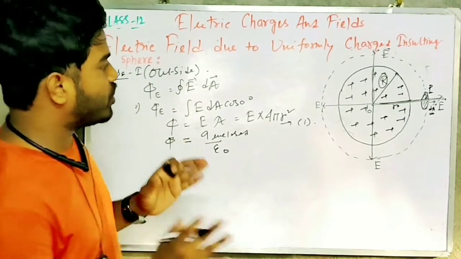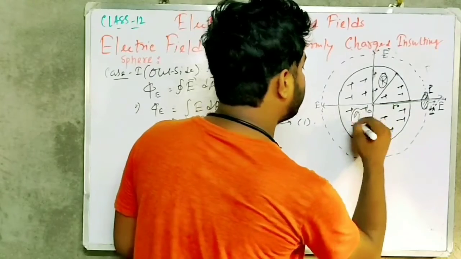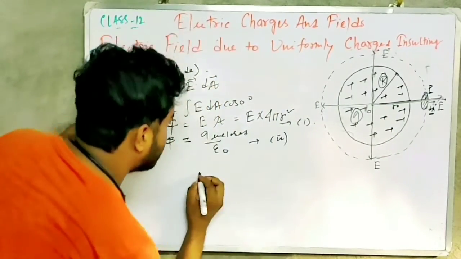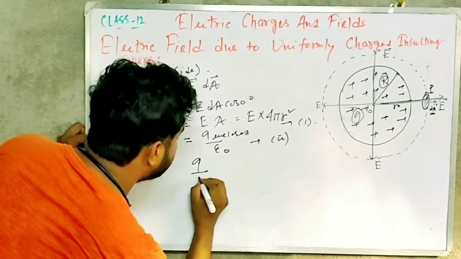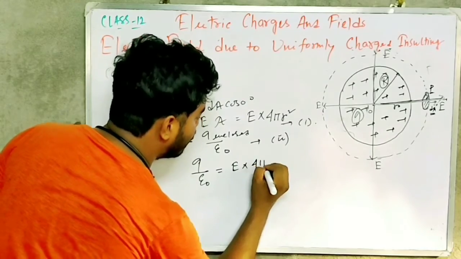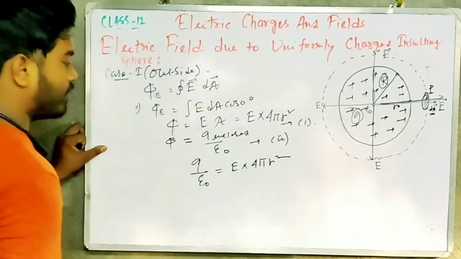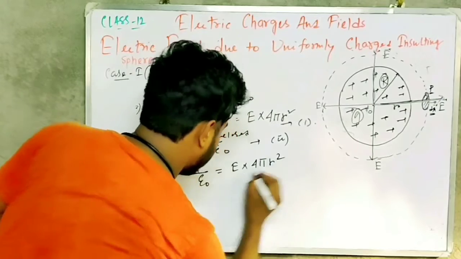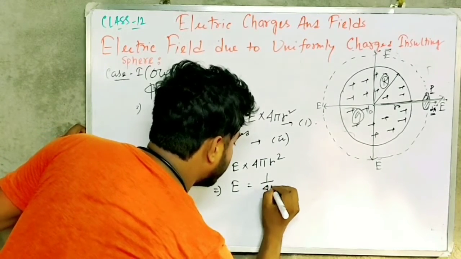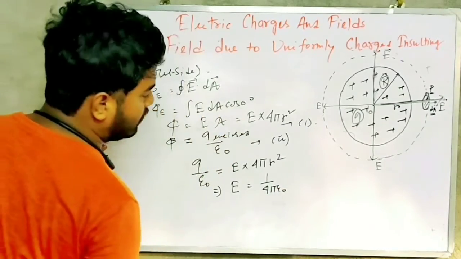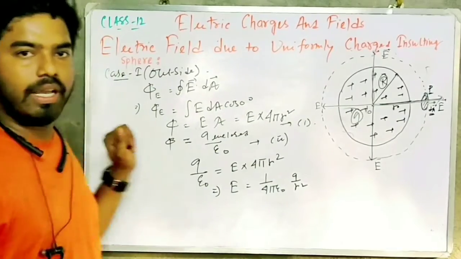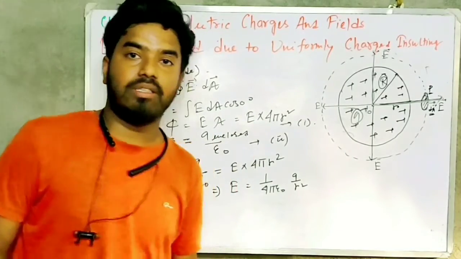So suppose here the charge that is enclosed is represented by Q. So this is equation 2. Just simplify it: Q by epsilon naught is equal to E into 4 pi r square. Okay, so the expression of electric field E will be 1 by 4 pi epsilon naught Q by r square. Clear? Now one important point is here.